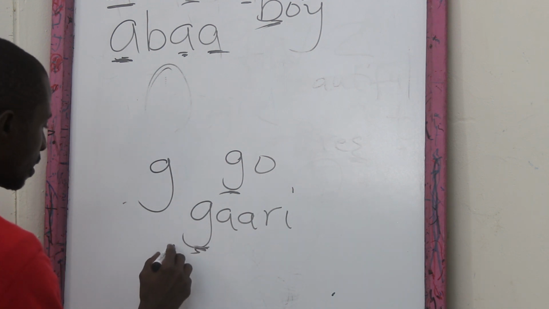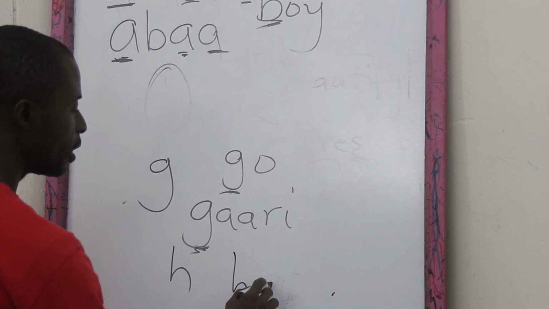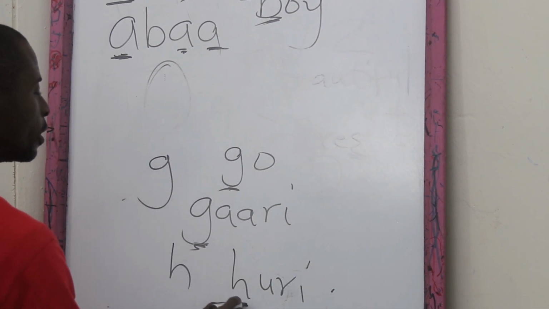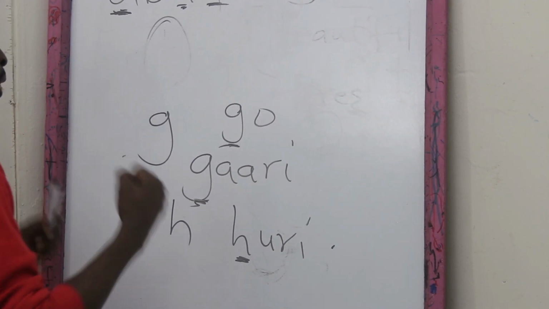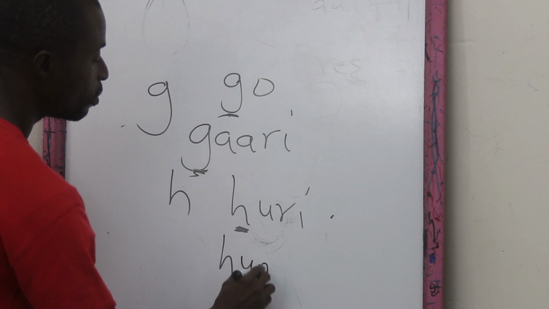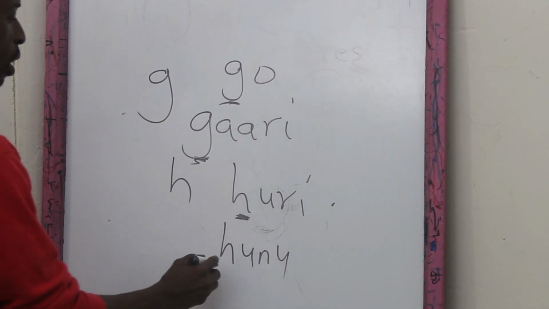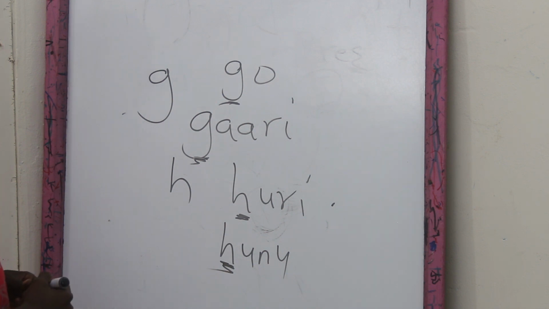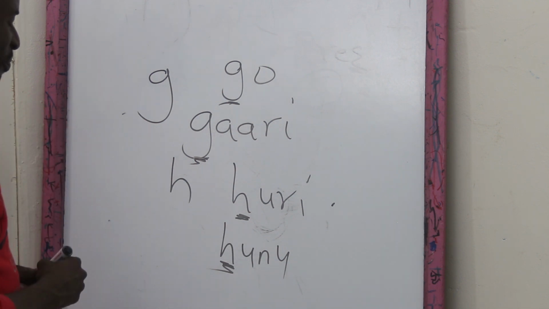The next sound is h, as in huri. Huri is to jump. Well, let me write hunu, as in to see. Hunu. So there are so many examples you can look for more for yourself.